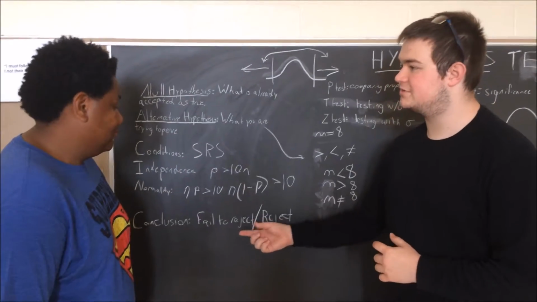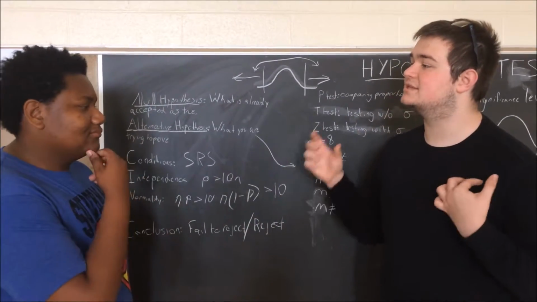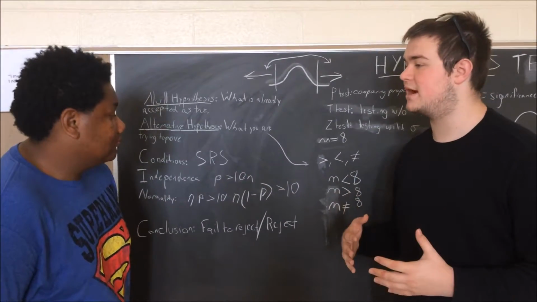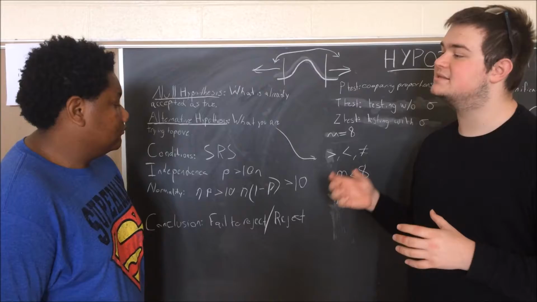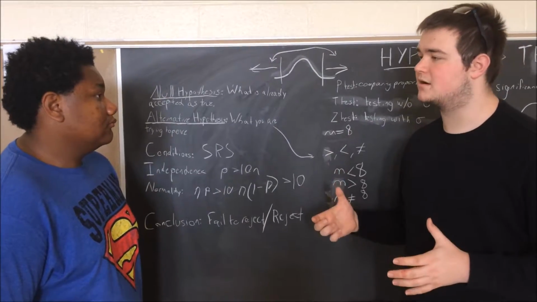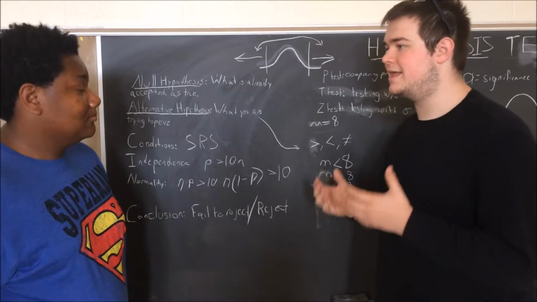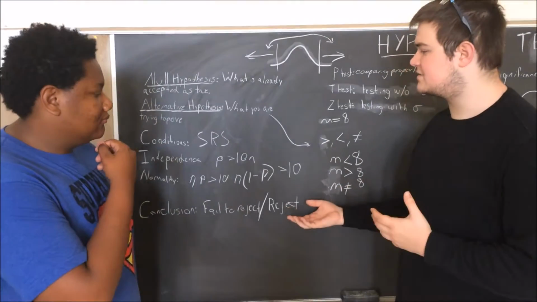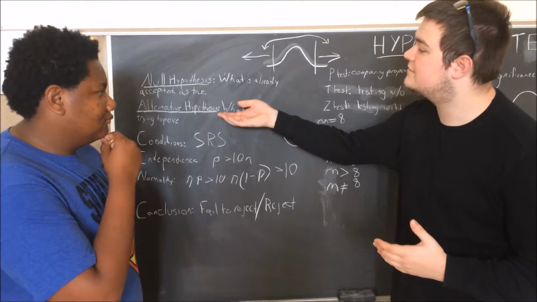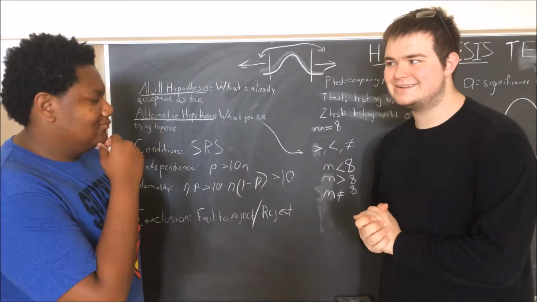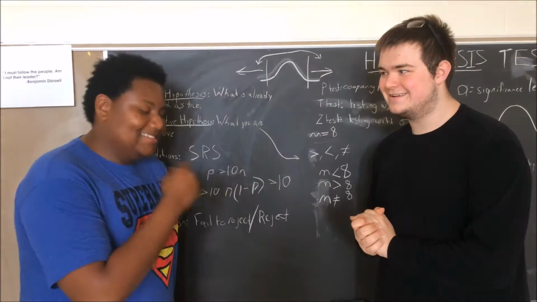If you fail to reject, that means your p-value is greater than the significance level, or alpha, that you have accepted for the problem. If you reject, that means the p-value is smaller than alpha, and therefore we can make some conclusions stating that the alternative hypothesis will be accepted instead. Isn't that interesting? It really is, it really is.